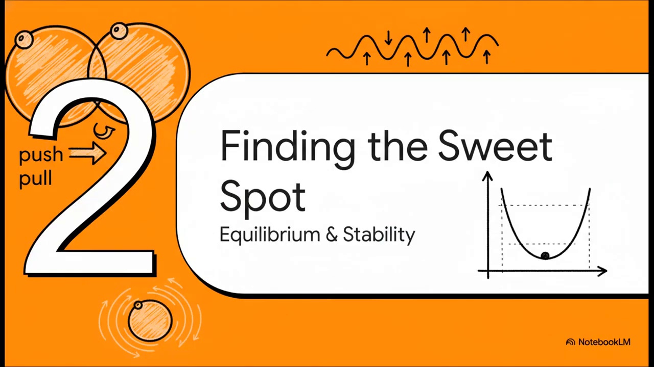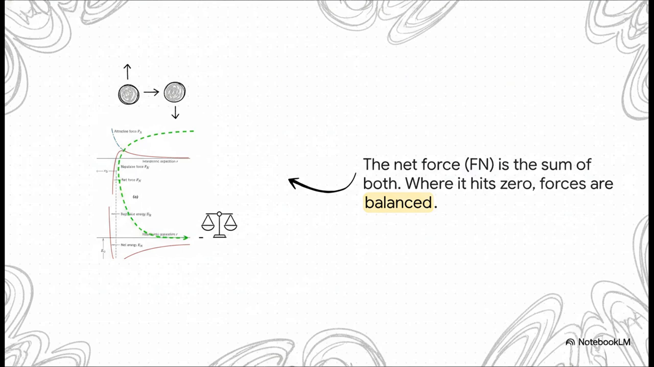So, with all this pushing and pulling going on, how do atoms ever just settle down? Well, they find a balance. They find their sweet spot. Now, if you add those two forces together, the attraction and the repulsion, you get the net force. That's the green dashed line here. And check this out. There's one magic point, one specific distance where the attractive pull perfectly cancels out the repulsive push. It's right where that green line crosses the zero axis.